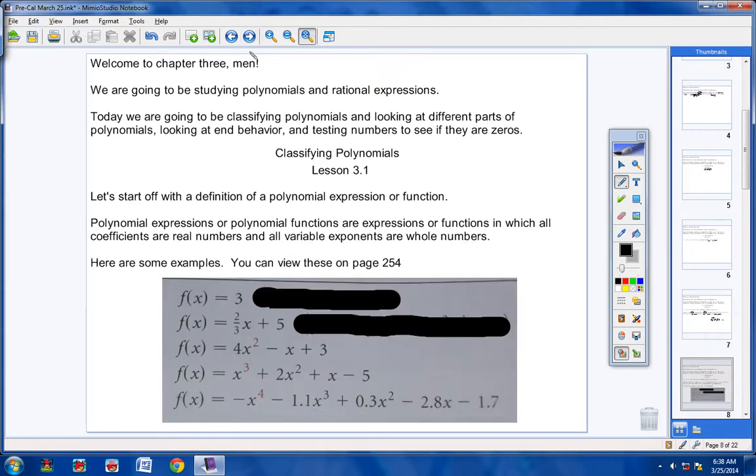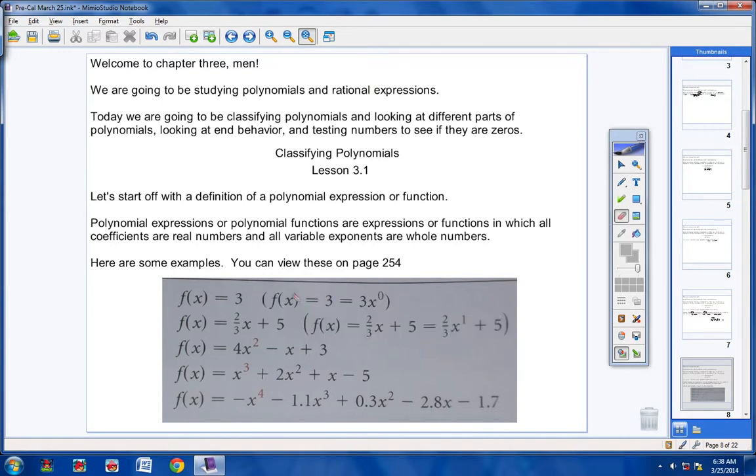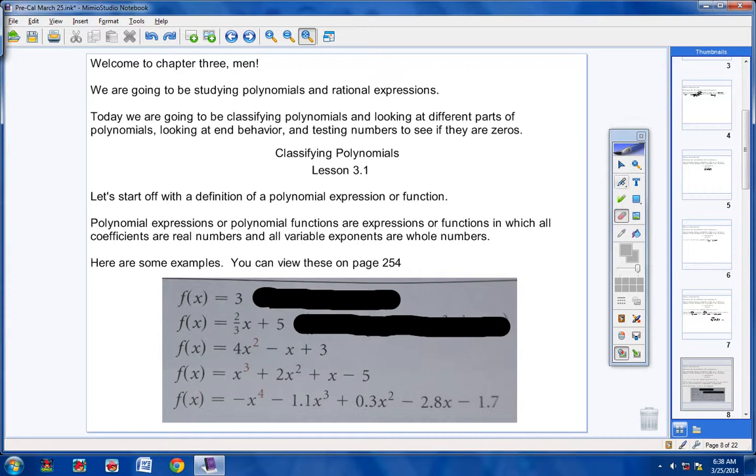All right. Now, you can turn to page 254. You don't need to, but you can if you want to. Here are some examples of polynomial functions, and you can view these on page 254. Now, if you do turn in your book to page 254, I don't want you paying any attention to this stuff here that I've blotted out. Please just ignore that, okay? And we're going to look at that later. That's just confusing, okay? Here's a polynomial function. Here's one. Here's one. These are all polynomial functions.